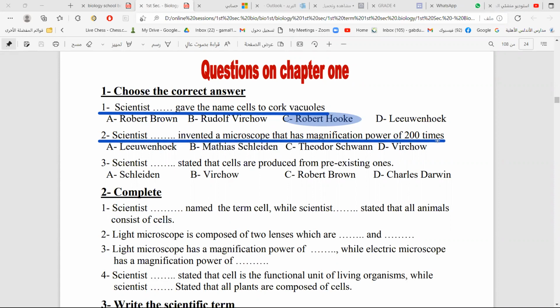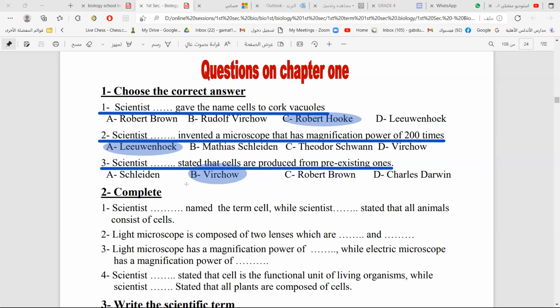Scientists invented a microscope that has a magnification power of 200 times. Yes, the second one: who studied the pond water and saw the microorganisms in the pond water? Hooke. Very good. Next. Scientists stated that cells are produced from pre-existing ones. Yes, the founder of the cell theory. Very true.